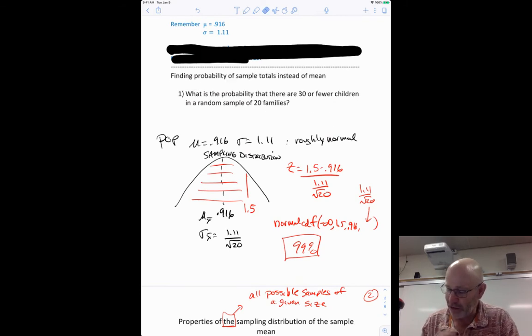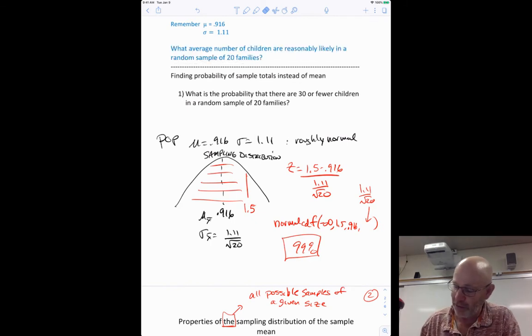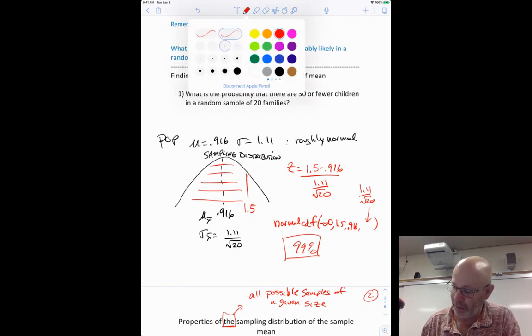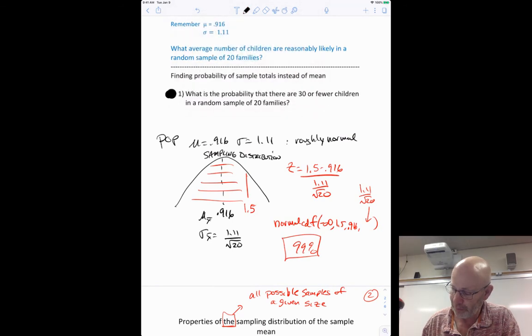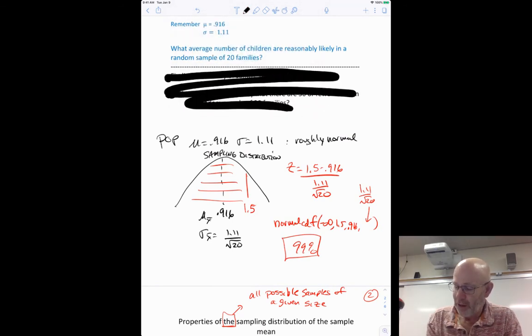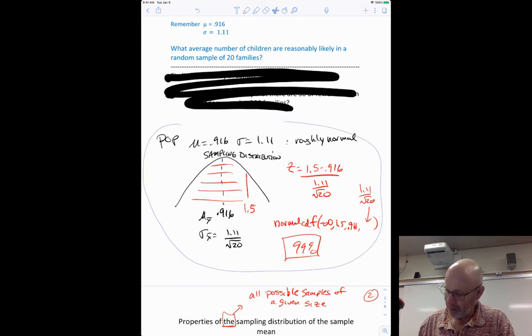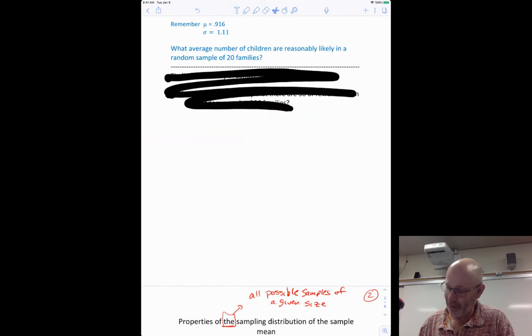Now that we have the mean and the standard deviation, that's all we have to do. So the next question, this one, we're going to skip that one for just a second. Hang tight on that one. What average number of children are reasonably likely in a random sample of size 20? So I'm going to erase this, so you can pause it and look at it if you need to.